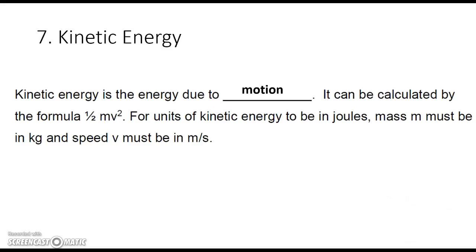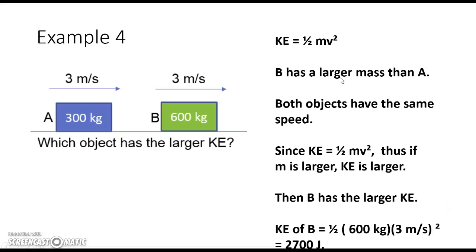Okay, so now that we've discussed gravitational potential energy, let us discuss kinetic energy. Kinetic energy is energy due to motion. It can be calculated by the formula half mass times v squared. We must specify that if the units of kinetic energy are to be in joules, then the mass m must be in kilograms and speed must be in meter per second.